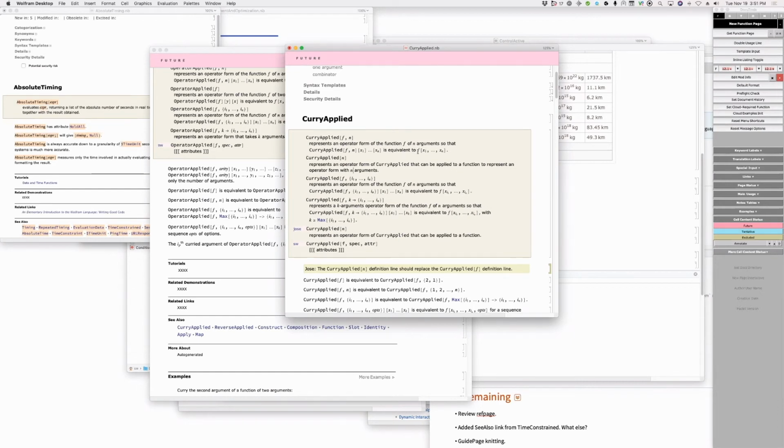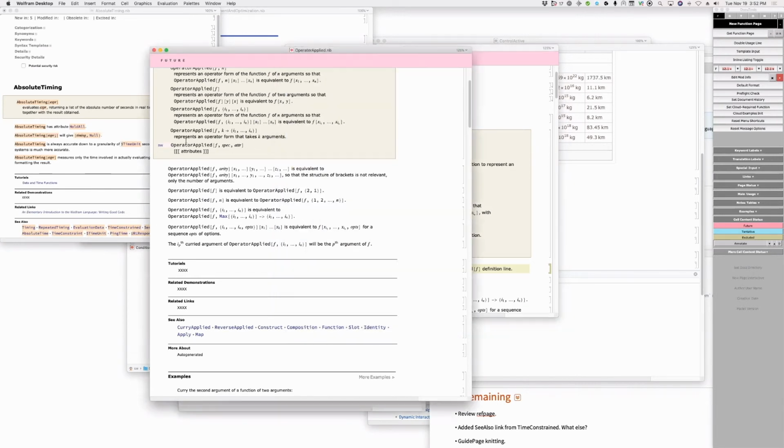Yes, and we should change the K case as well. Do we need to say itself represents an operator form? This is obscure. Most people, when they read this, will not understand it. We need examples. Yeah. What's the K case? You're just saying we should change it as we did before. Exactly. Yeah. These two functions are very similar.